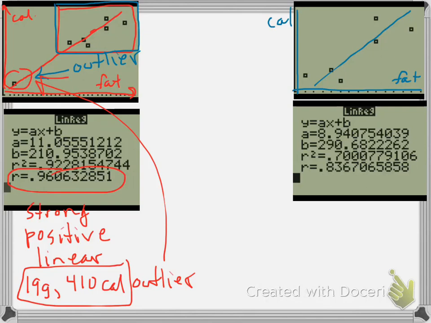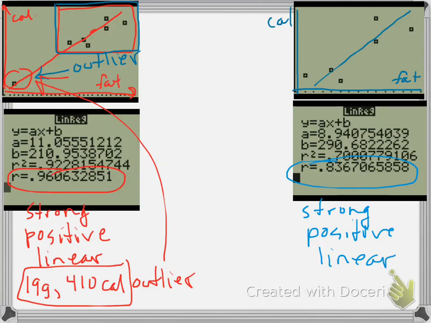Okay. Now when we look at it over here on the right, just getting a different color here, we threw that one out. It's not quite as strong, but it still is strong. It's still positive, and it's linear. Okay, and I would say there's nothing unusual here.